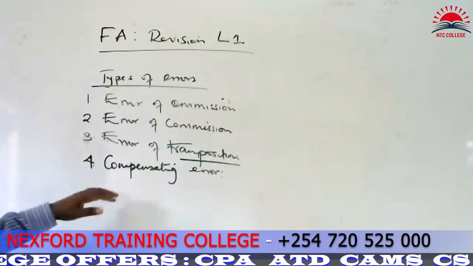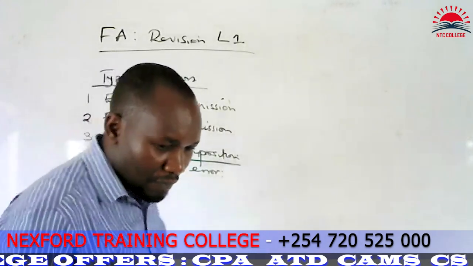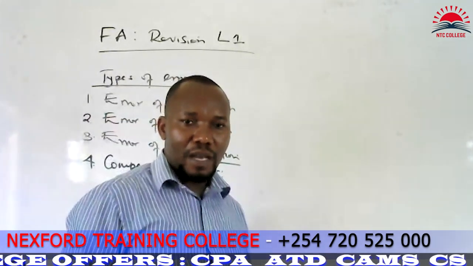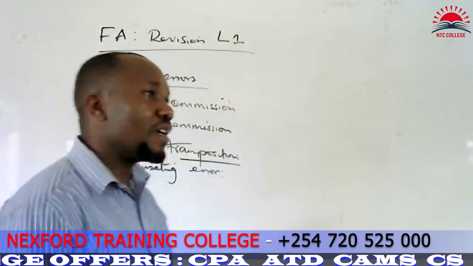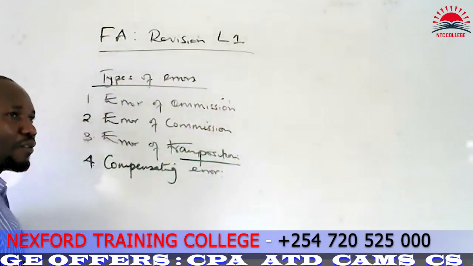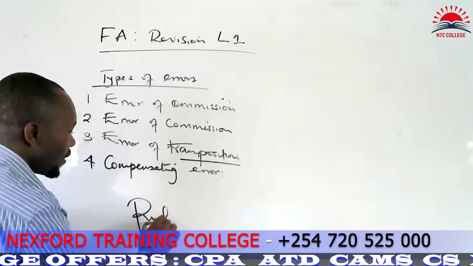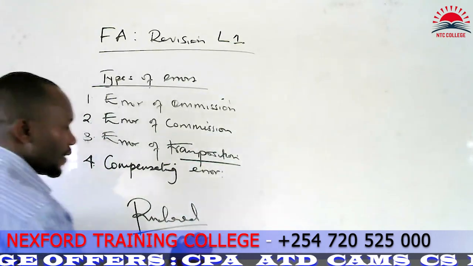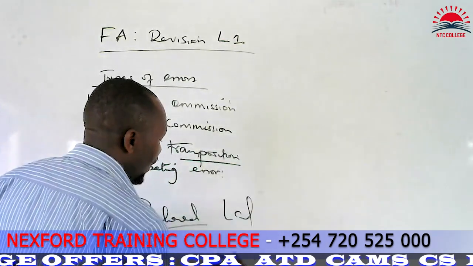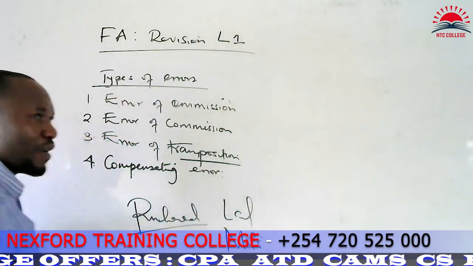From the word compensating, to compensate. Now, let's take an example. And this one will not be realized by the trial balance. Let's take an example. When you are making, maybe you purchase some item. Let's say that you purchased land. You purchase land, and at the same time you purchase a motor vehicle. Then what error are you making?